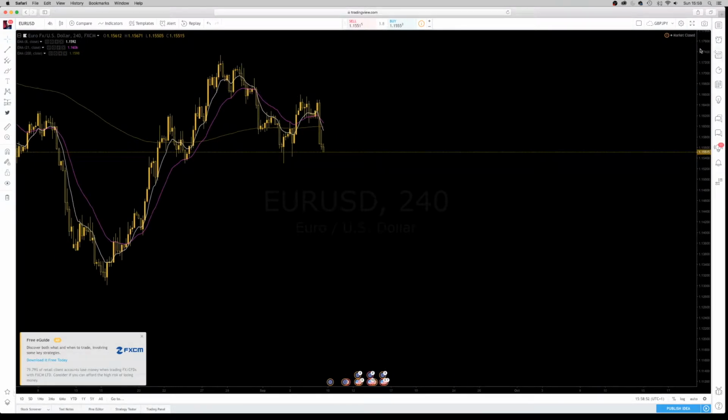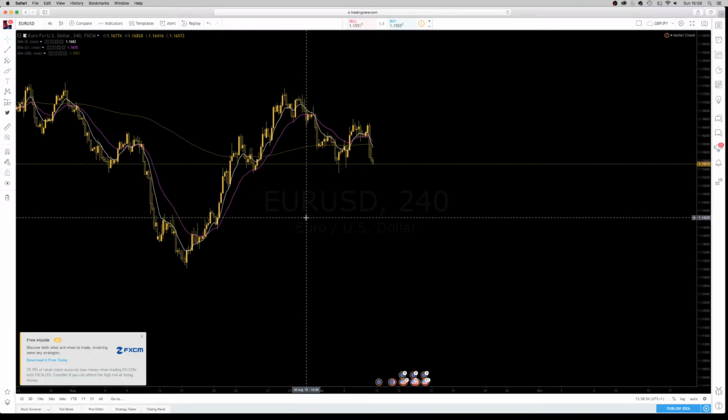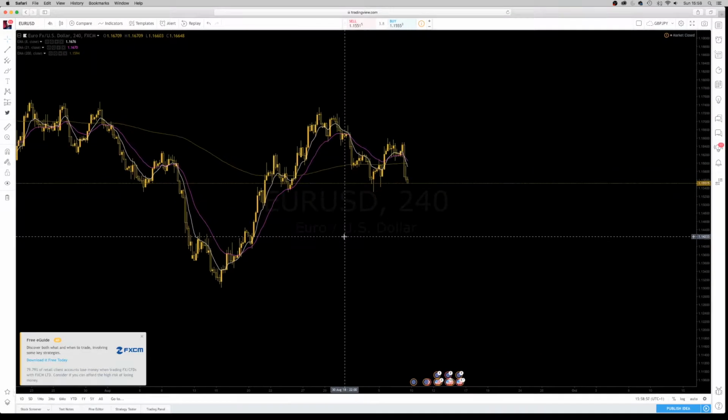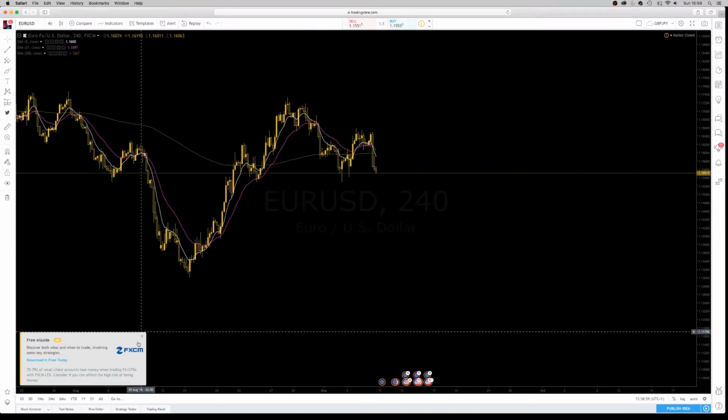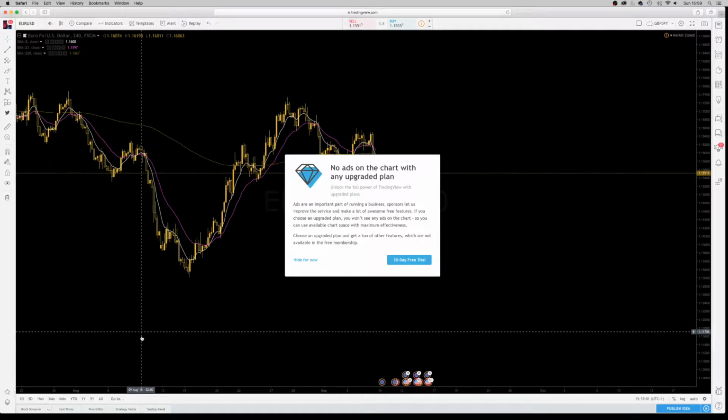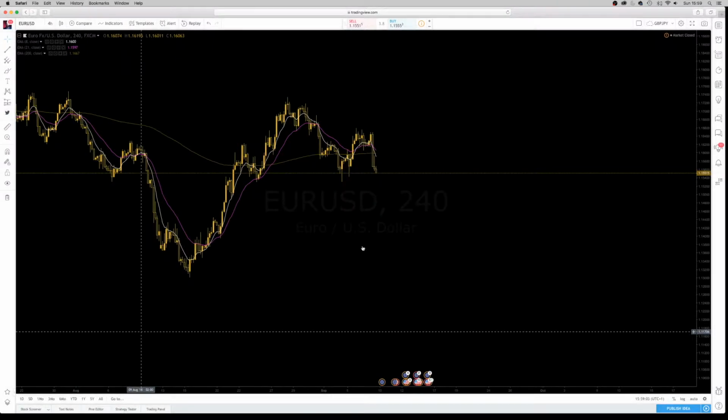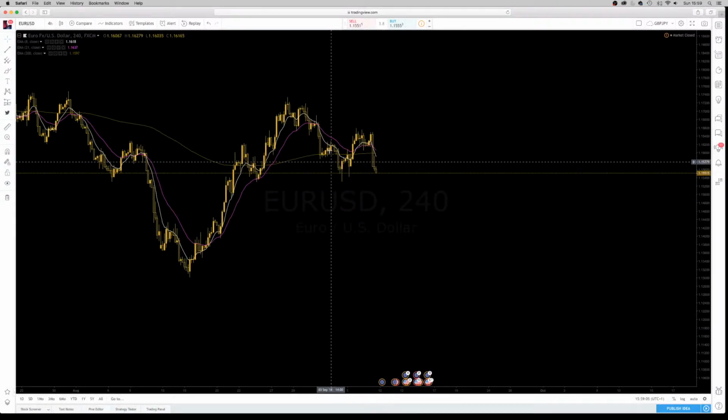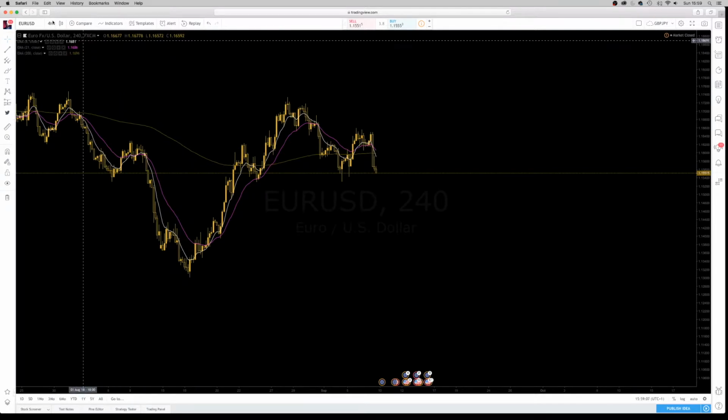So I think this week my overall bias will be bearish for Euro USD. So I'm only going to be looking at taking short trades on the euro. If anything significant happens to change that bias, then we will come back to it.